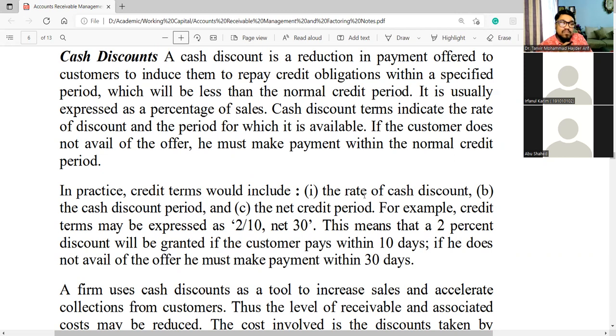And now our cash discount really works. Cash discount works in this way, as you see we have written here, how to read it. It's written 2/10 net 30. These terms and conditions mean that the credit period is 30 days, and if they pay within 10 days, they will get a 2% discount. So it's beautiful. It really works. So this way you can set terms and conditions.